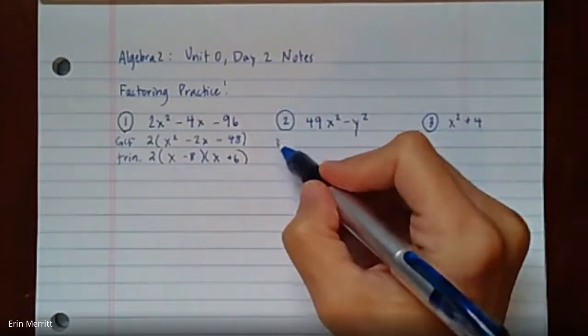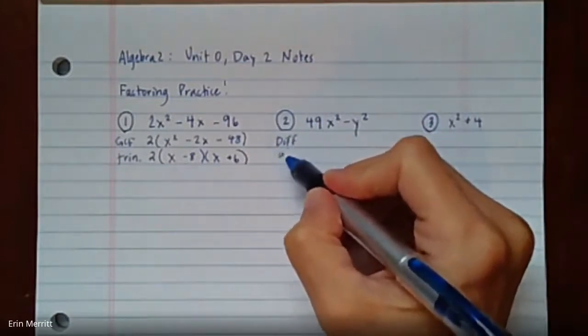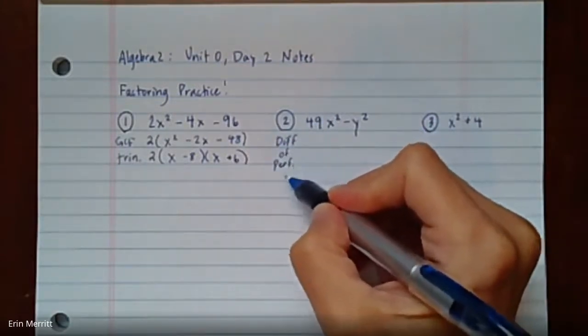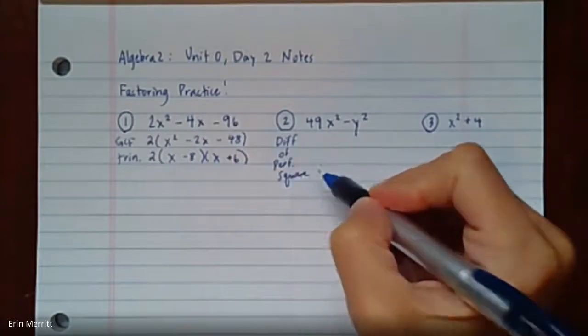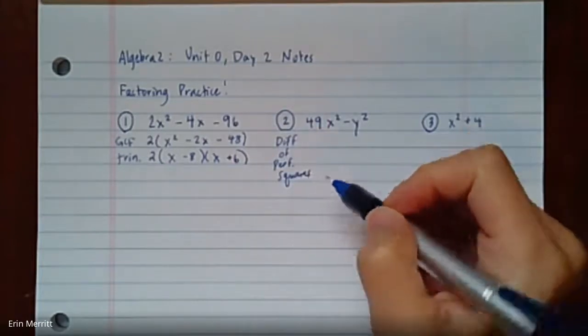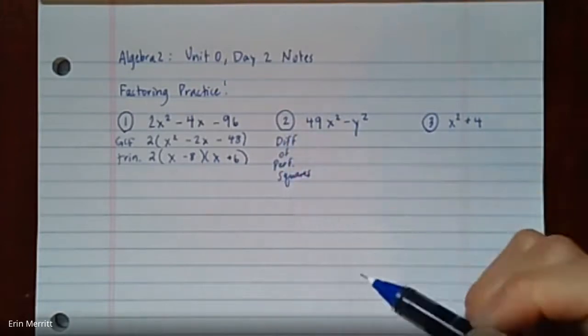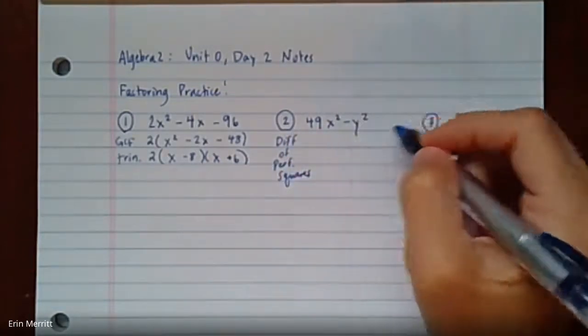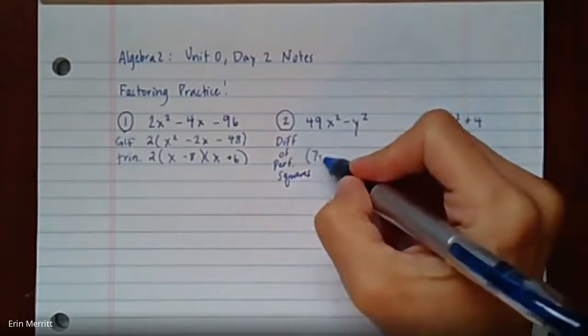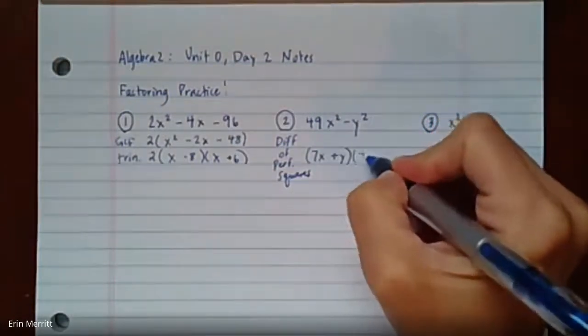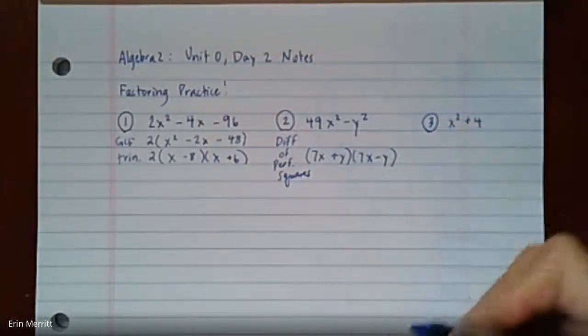Second one, we've got difference of squares. And people will say it differently. You might just say perfect squares. I've seen dots before for difference of 2 squares, I think, is what the dots was. Something along those lines. All right, this one we should have 7x plus y, 7x minus y.